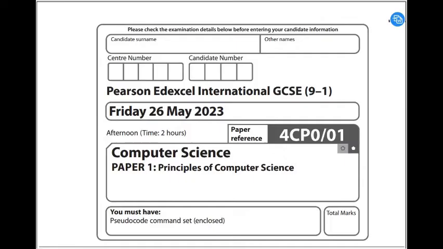We're going to dive deep into an iGCSE computer science theory paper, break it down and make it an absolute breeze for you by going through question by question.